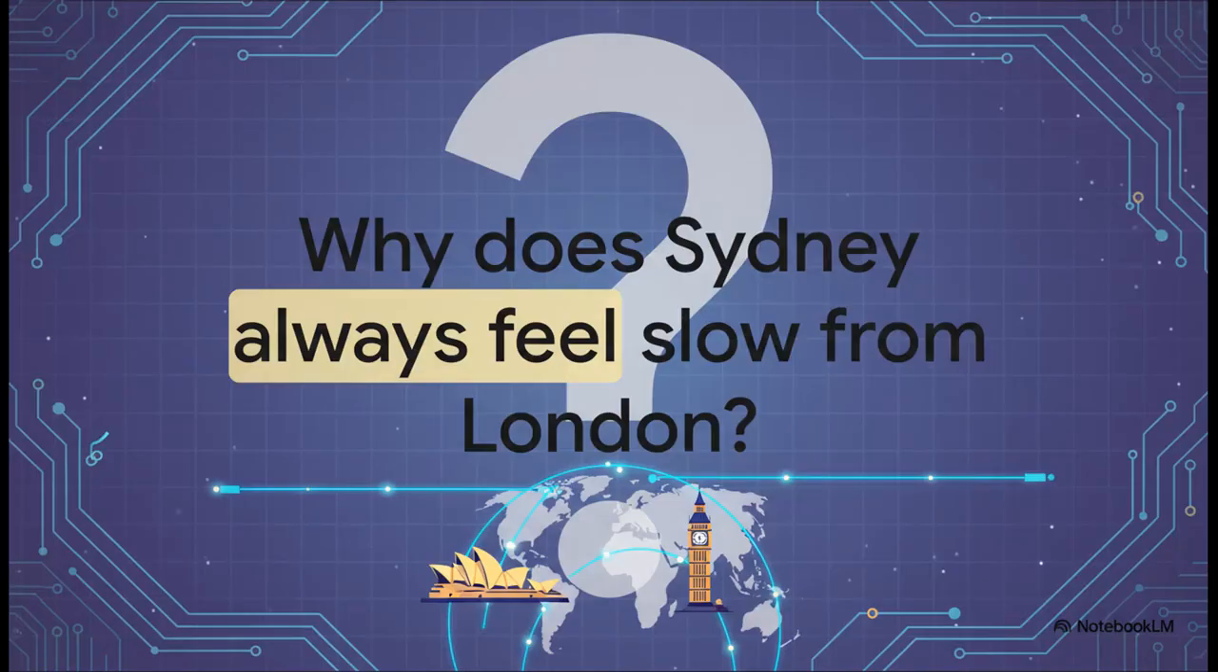But here's a problem you literally cannot solve just by buying more servers. Why does a server in Sydney always feel slow from London, no matter how much bandwidth you buy? Well, it's an unavoidable physics problem. Data is limited by the speed of light in fiber optic cables. This propagation delay means that at the end of the day, distance is your ultimate enemy.